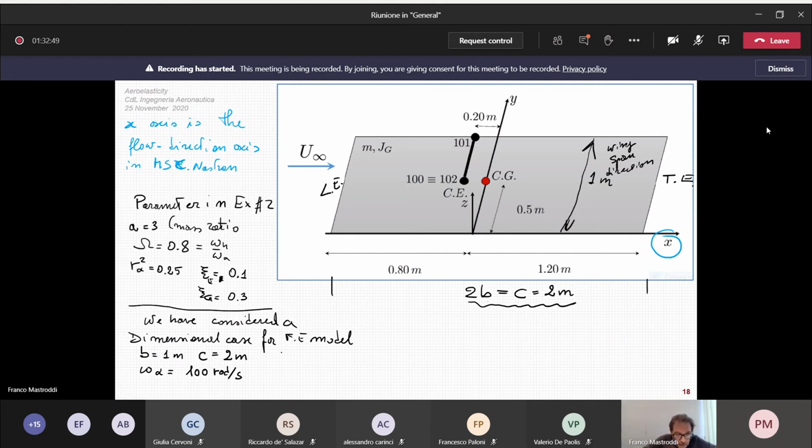Okay, and we also fixed the air density equal to 1.22 kilogram per meter to the power 3. So by fixing this value, we transform our nondimensional set of parameters into a dimensional one. By using this, we have this dimensional set.